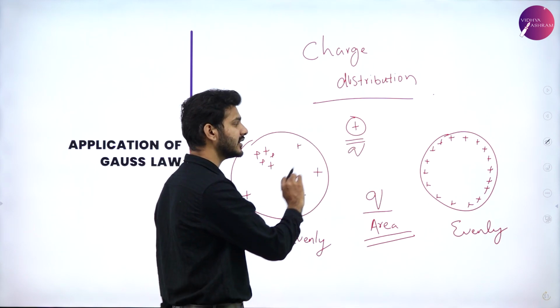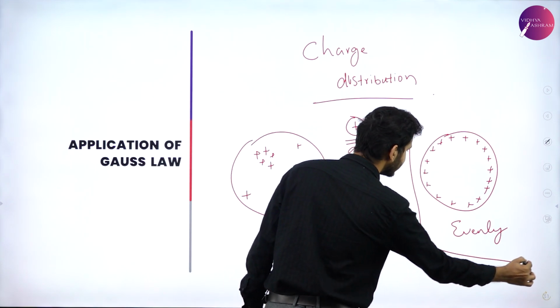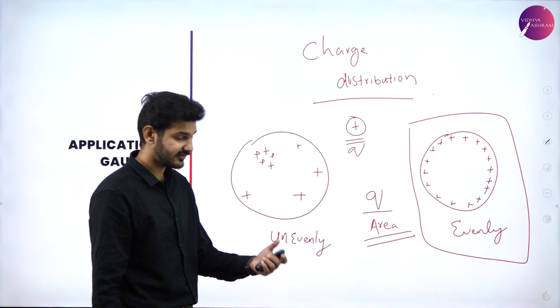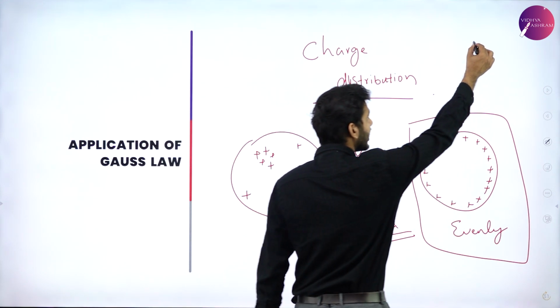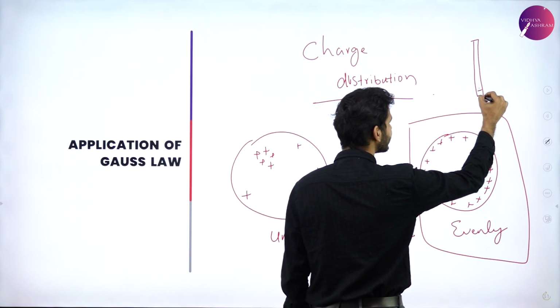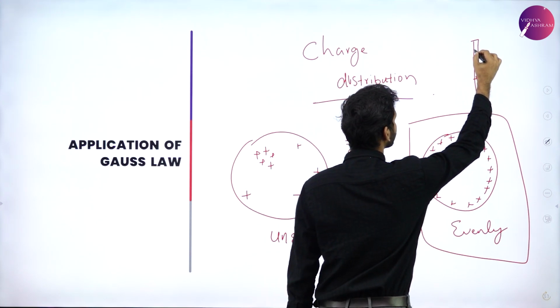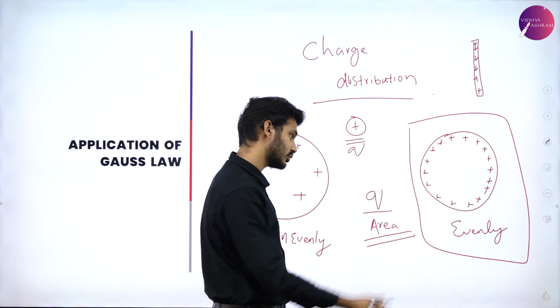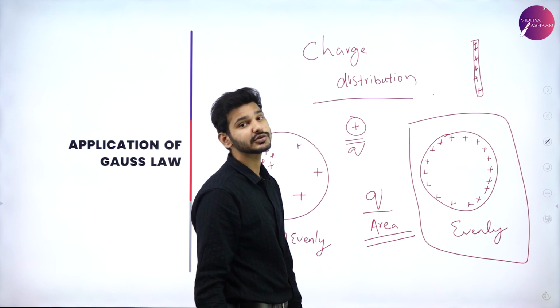If you are choosing a sphere, let's say an evenly distributed sphere, then the charge distribution will be different compared to a wire. The areas of these two shapes are different, so the charge distribution will also be different.